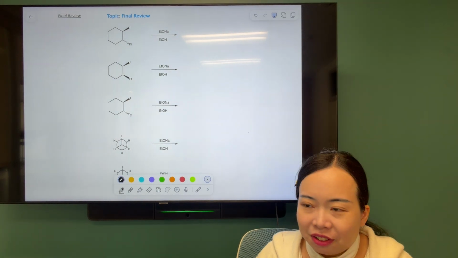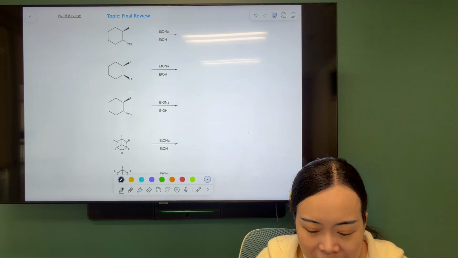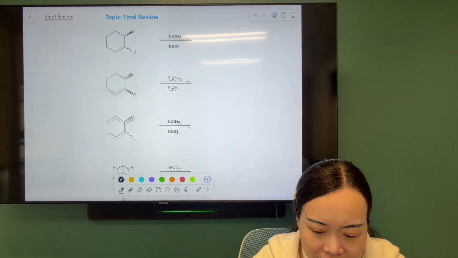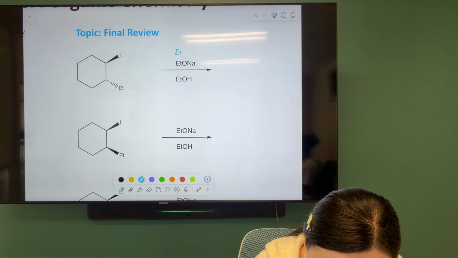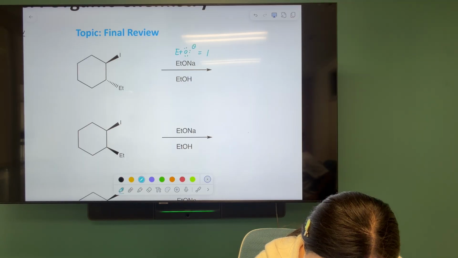Let's see what we can do. We know this is all going to be E2. Okay, small strong base. Really the one that does the work is EtO minus equals RO minus.